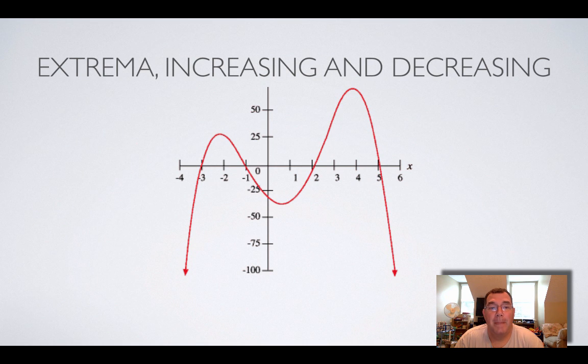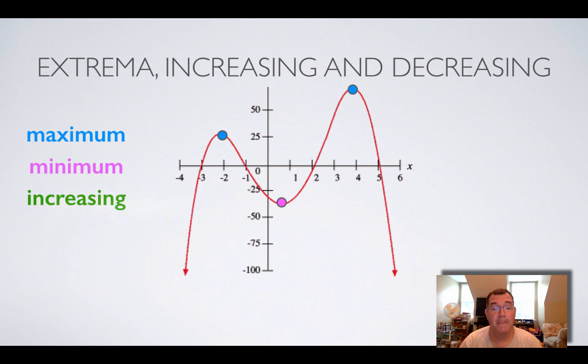Okay. So now we have extrema, maximums, and minimums, and we talk about increasing and decreasing. So the maximums are the tops of the hills, which are right here because the graph goes up and then goes down. And then the minimum, there's only one of those at that pink point right there, and that's where the graph goes down and then comes back up.